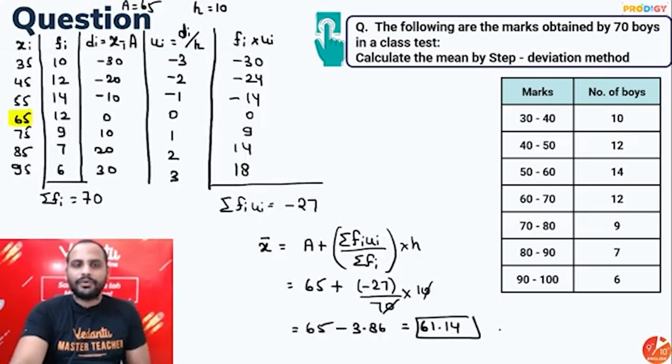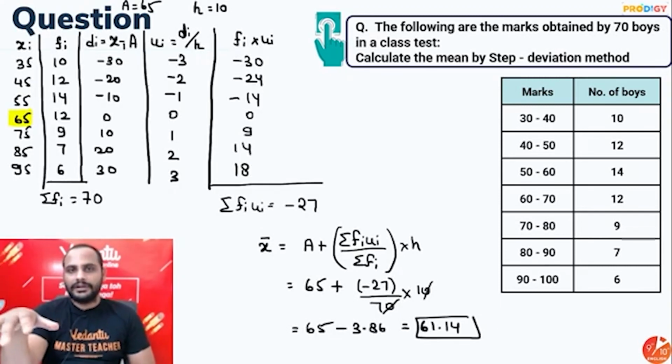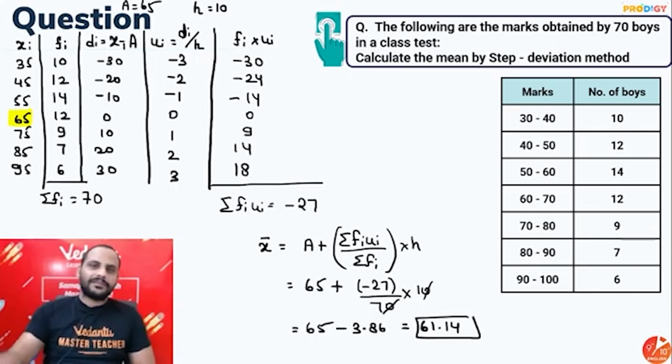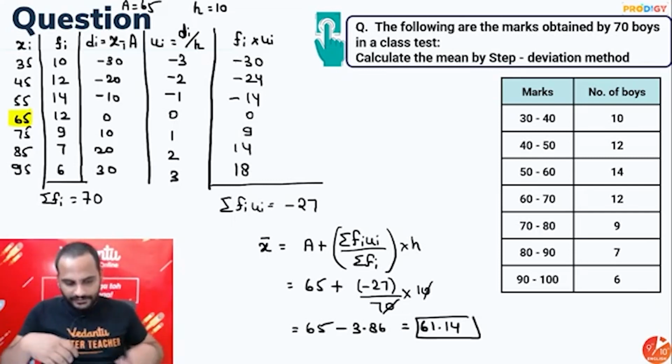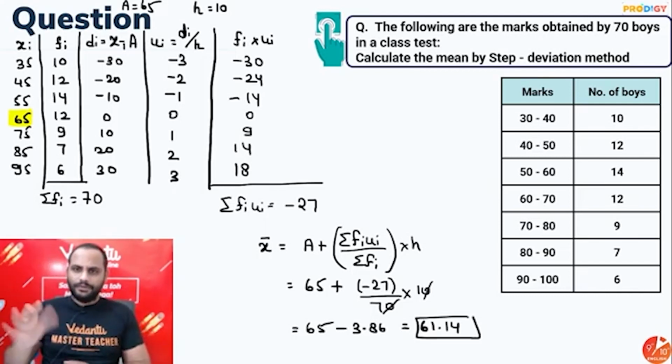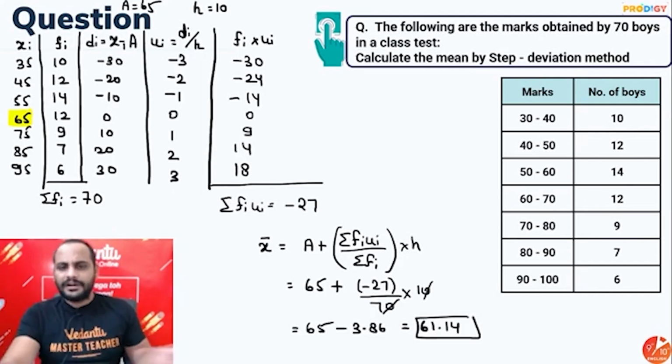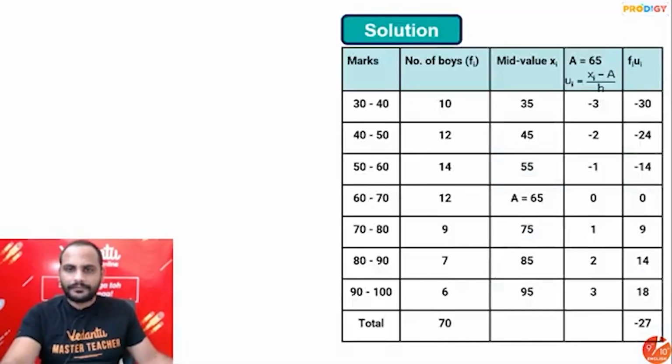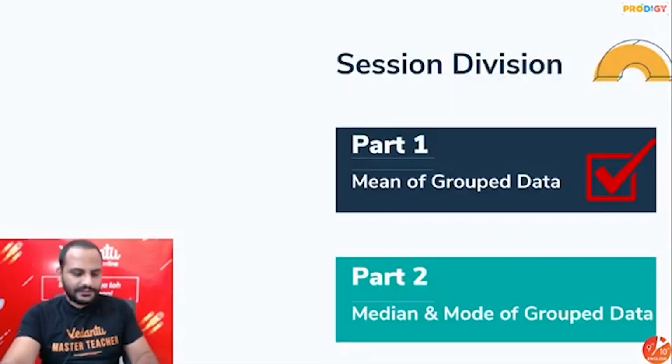Okay, so the only thing is about making the table. Although the calculation reduces, the table size will increase. So all three methods you should know. And if the question states to solve it by a particular method, obviously you have to use that method. But if it does not say anything, you can go with any method based on the values. If you think the values are very big, go for the step deviation, the shortcut method. Otherwise, the direct method you can also do. Okay, with this we have finished the mean of grouped data.